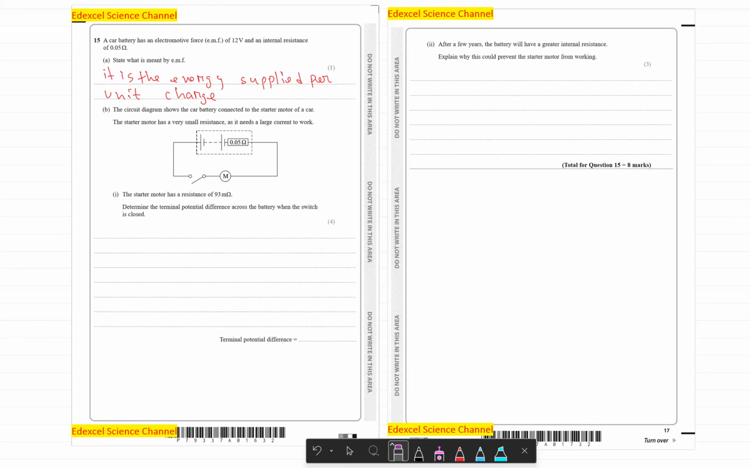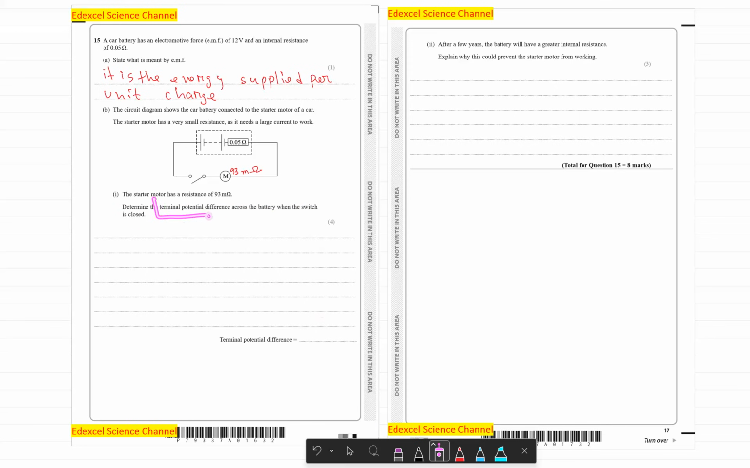Okay. All right. Question number B. The circuit diagram shows the car battery connected to the starter motor of a car. The starter motor has a very small resistance as it needs a large current to work. The starter motor has a resistance of 93 milliohms. So the resistance of this part is 93 milliohms. Okay. Determine the terminal potential difference across the battery when the switch is closed.